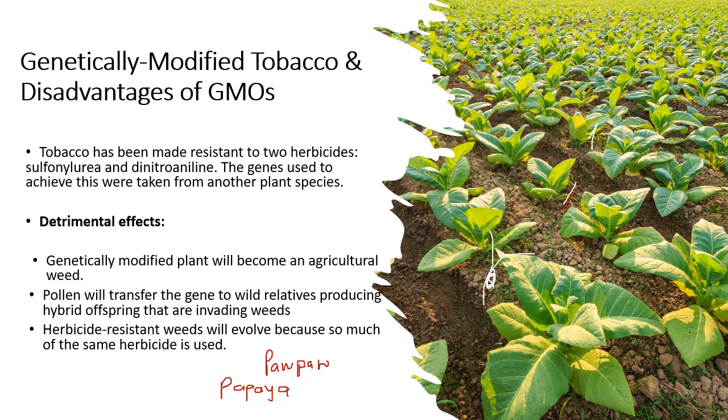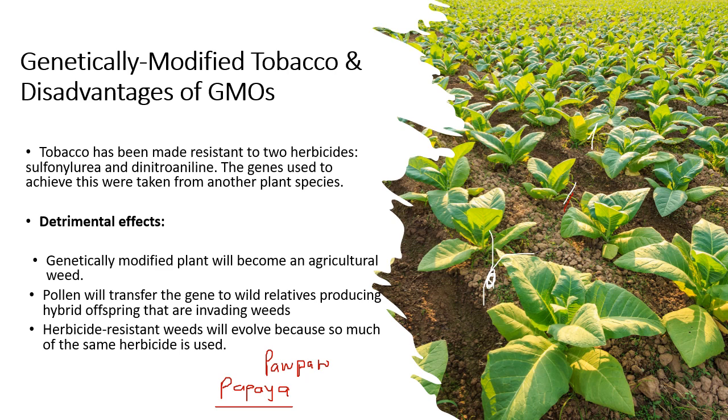So say for example, next to this tobacco farm, I have a papaya farm, and in my papaya farm, everything's all good and dandy. And I don't use any herbicides at all. I'm maybe an organic farmer. The guy next door who has the tobacco farm and plants herbicide-resistant tobacco might create what we call an agricultural weed.